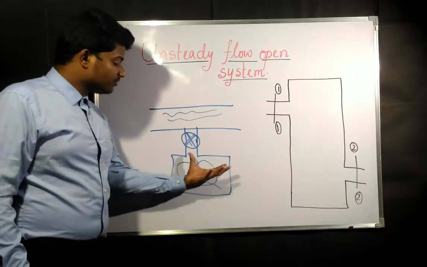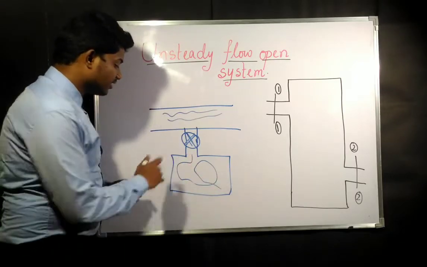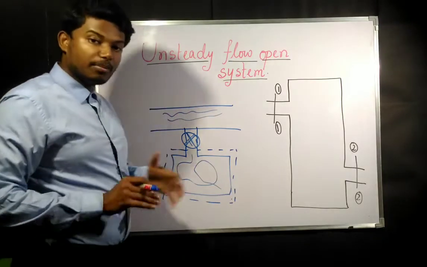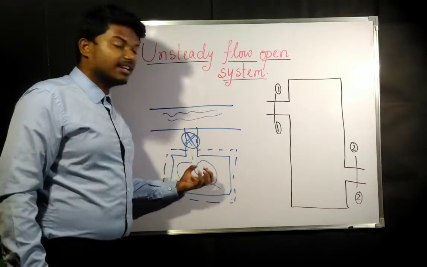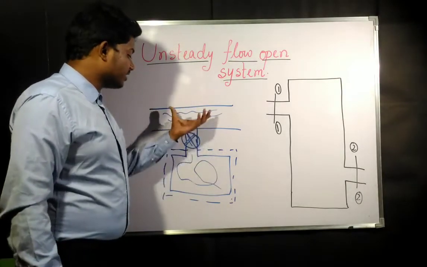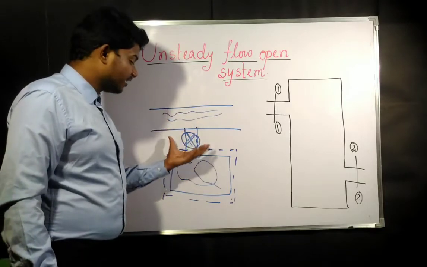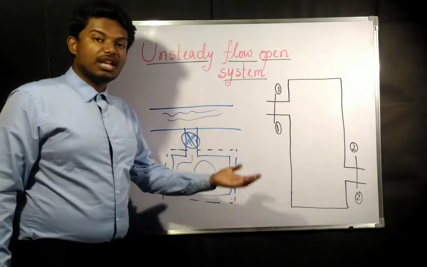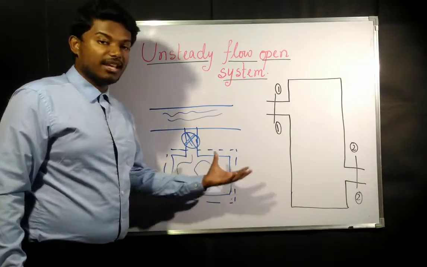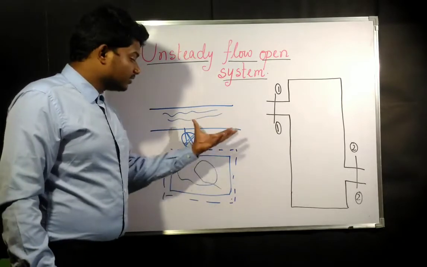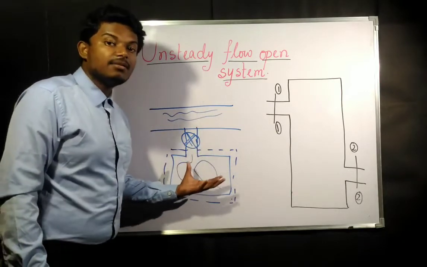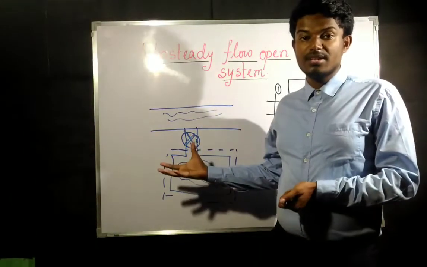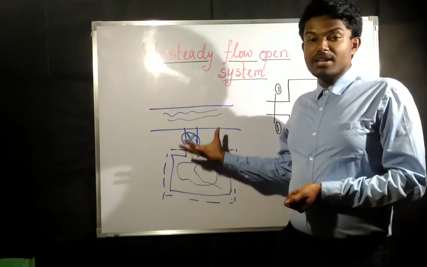Now what happens if we consider this as a system? Initially, the property, mass is a property, so initially the mass inside the tank was 0. Now as time passes, and we are opening this valve, the mass is going to change with respect to time. Suppose at time t, we are getting an amount of mass m inside this tank. This is an example of an unsteady flow system, an unsteady open system. Open system, why? Because there is mass transfer going on.